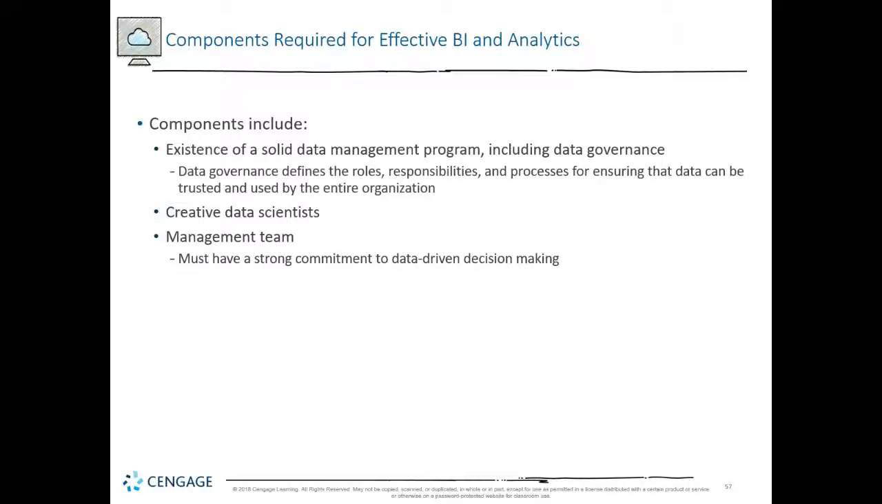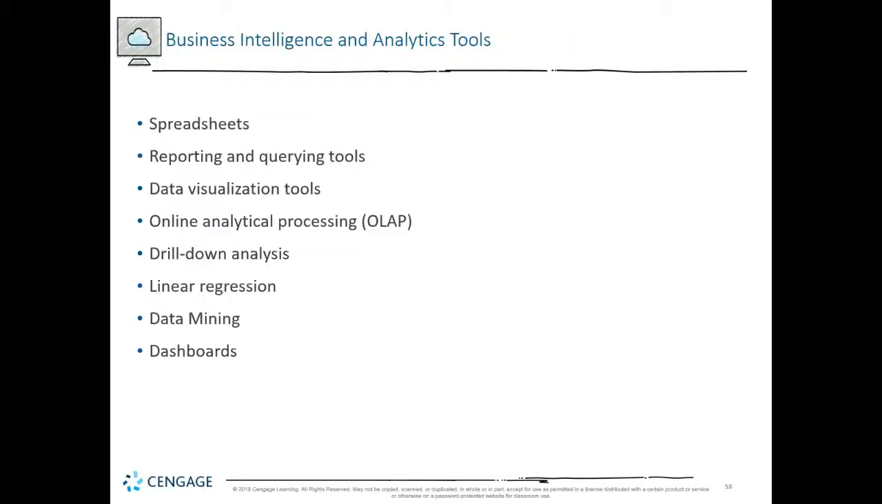Components required for effective BI and analytics. Components include the existence of a solid data management program, including data governance. Data governance defines the roles, responsibilities, and processes for ensuring that data can be trusted and used by the entire organization. Creative data scientists and a management team with a strong commitment to data-driven decision making are also required.